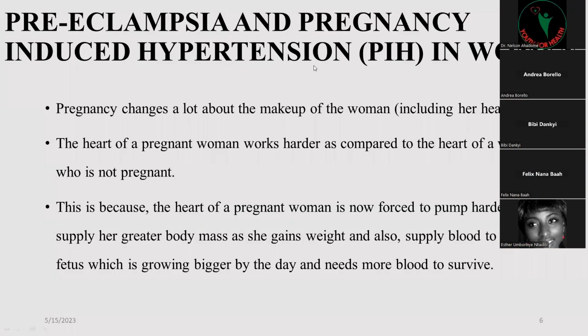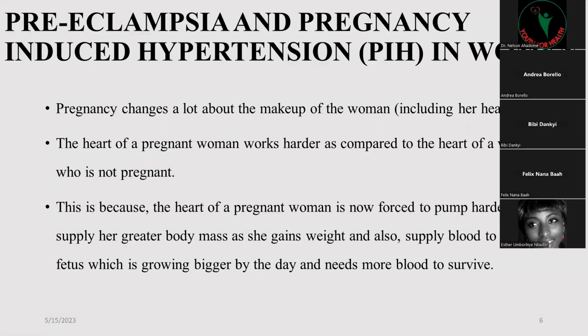Then now let's go forward. So the question is, pregnancy changes a lot about a woman, including her heart. But how does this play out? Okay, the heart of a pregnant woman works harder as compared to that of a woman who is not pregnant.